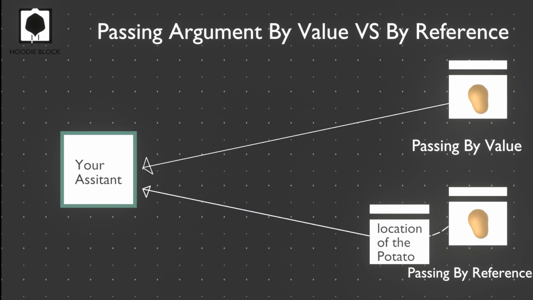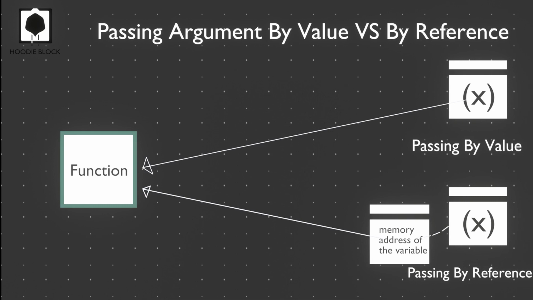Giving the potato directly is similar to passing by value, and giving the address or the location of the potato is like passing by reference in programming. In programming, passing by value means making a copy of the value for the function. So changes inside the function don't touch the original variable. Conversely, passing by reference sends the memory address of the variable to the function, enabling direct changes that impact the original variable. It all depends on how different programming languages handle passing parameters.